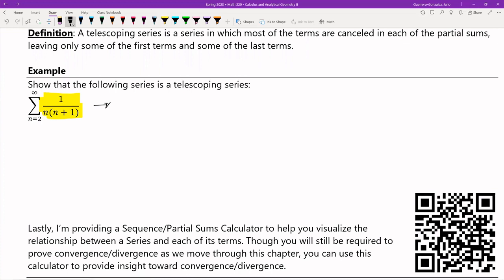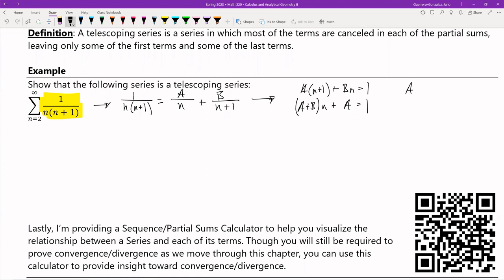Okay. So then what I'm trying to do is this. So my partial fractions tell me that 1 over n, n plus 1, right, is going to be equal to some a over n plus some b over n plus 1, okay? Therefore, a times n plus 1 plus b times n has to equal 1. I'm going to collect some terms here. A plus b times n plus a has to equal 1. This is pretty simple. A is equal to 1, so b is equal to negative 1 if you do out the work, right? Okay, but now why did I do this?